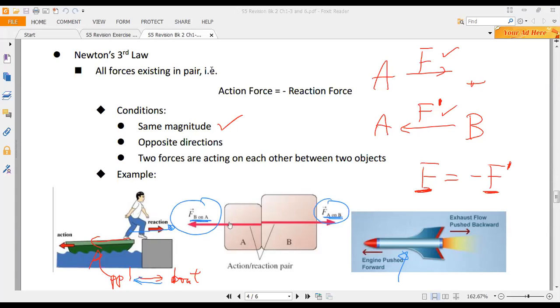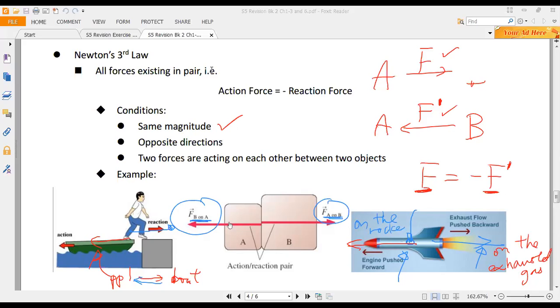Okay, now, so two forces. In fact, there will be an explosion inside the fuel tank of the rocket, and the explosion will push the exhaust gas backward. This is the force acting on the exhaust gas, right? So at the same time, the exhaust gas would also exert another force on the rocket. It goes forward. So this is on the exhaust gas, and the other one, this force, is on the rocket.